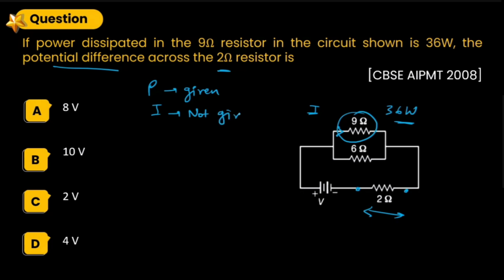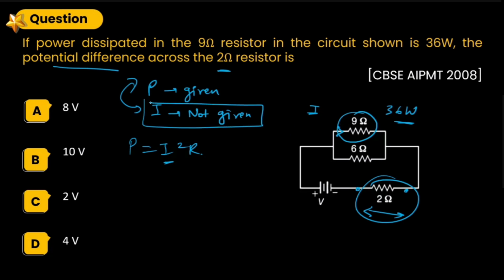If there is current in place of power given in the circuit, can you find out the potential across this 2 ohm resistor? Because we did so many questions like that, having current and finding potential. So can we relate power to current? Yes, we can. Power is nothing but I square R. From here, we can calculate the current passing through this. And after finding the current, we can use whatever we did in the last questions to find out the potential across the 2 ohm resistor.